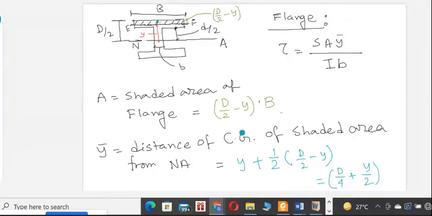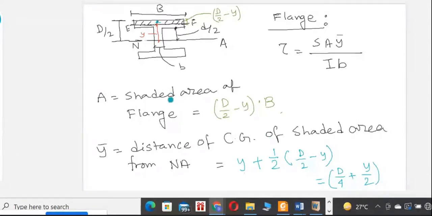Please ask me if you have any doubt, otherwise there will be difficulty later. So y bar is the distance of the center of gravity of the shaded area from the neutral axis. It is the summation of two distances: first from the neutral axis we reach EF, then from EF to the center of gravity of the shaded part. So that's why y, then half of this part. Now this is coming as d by 4 plus y by 2.